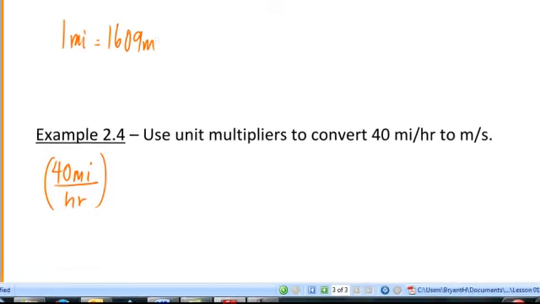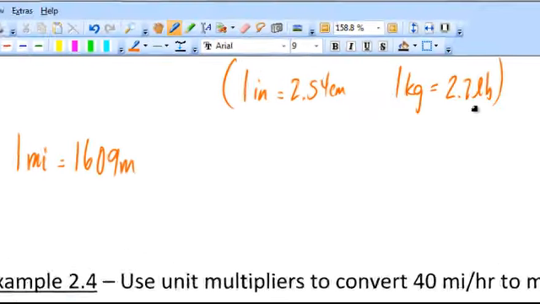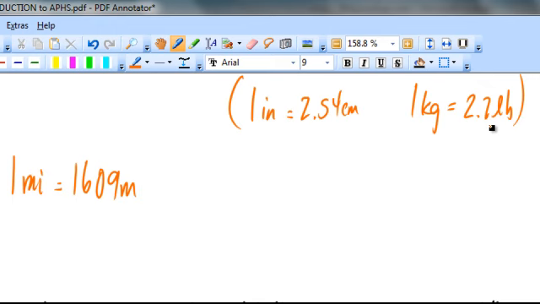This one is a good one. Another good one to know is that 1 inch is equal to 2.54 centimeters. And one more, 1 kilogram is about equal to 2.2 pounds. If you know these three, then that will get you between metric and English units. I also happen to know that 1 hour has 3,600 seconds in it. Or you could say 1 hour has 60 minutes and 1 minute has 60 seconds. So 60 times 60 is 3,600.